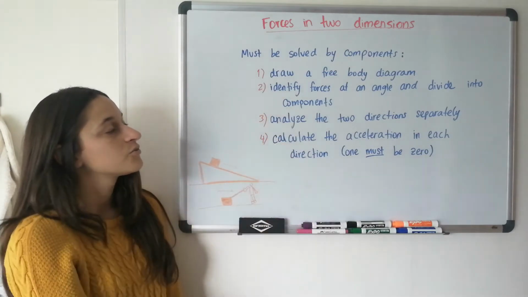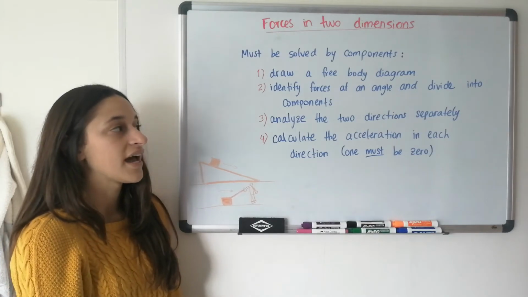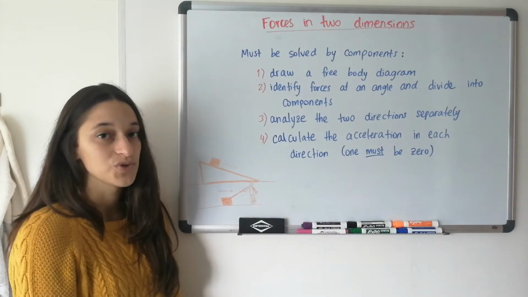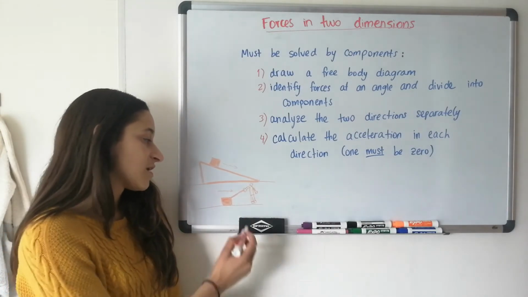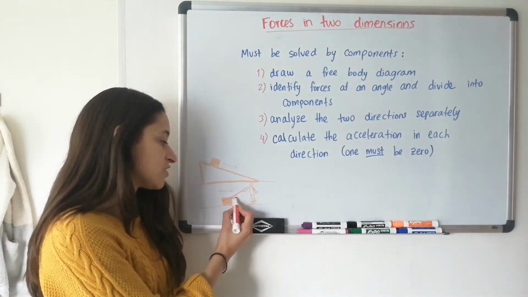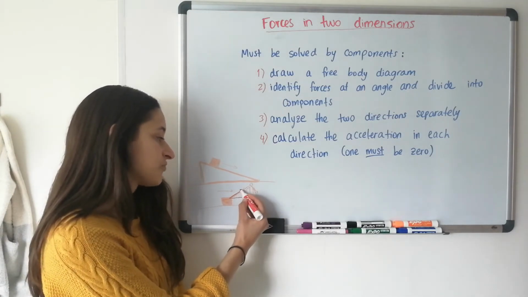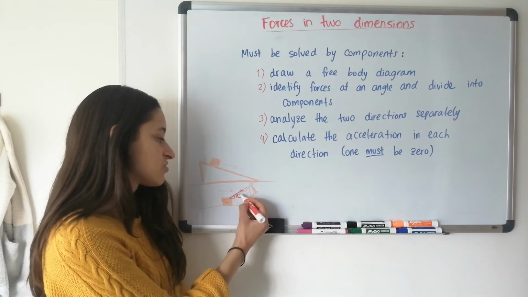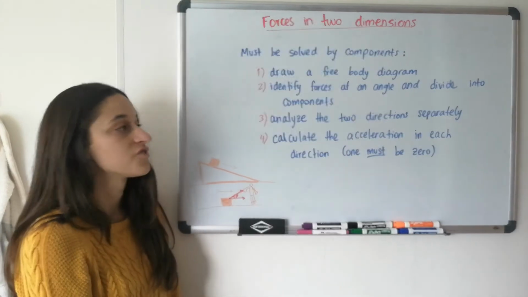Then the second rule, or the second step, is to identify the forces that are at an angle with respect to the direction of motion. So for example, in this pulling object example, the object is going to be moving to the right, but the force is at an angle with that. So there's a small angle here between the force and the direction of motion.